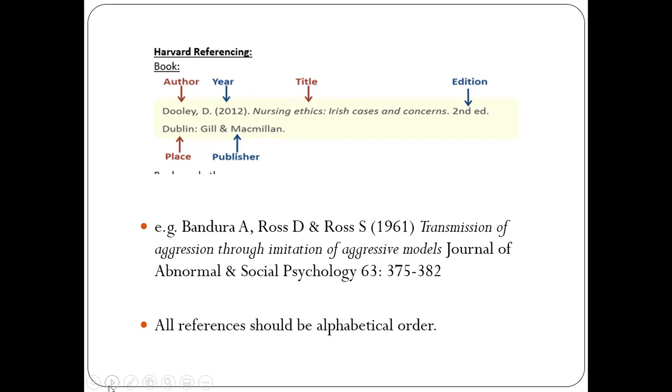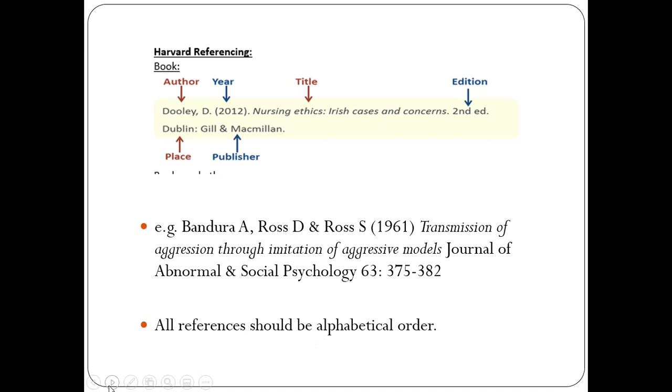So it's author, so it's surname, initial, date, title of book, edition of book, place of publication, name of publisher. So the reference at the top of the screen here is the reference of a book. So it's surname, initial, date, title of book, edition of book, place of publication, and publisher. The second reference on that page is referencing a journal article.